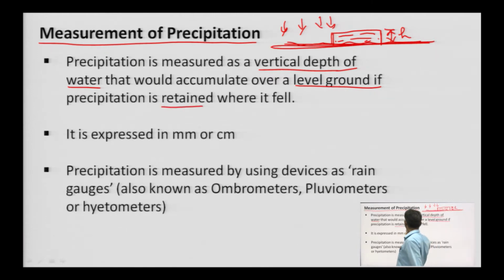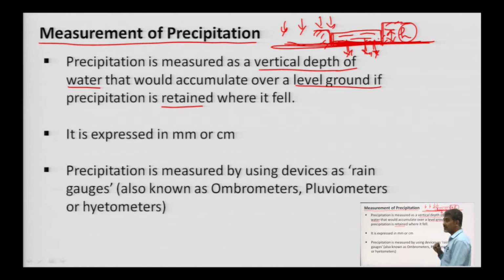If the precipitation is retained, it means there should be a provision of retention. Otherwise what will happen? This precipitation is going to run off, or it is infiltrated, different losses will be there, but the water has to be retained. So, no part of the water is going inside the ground or taking part in any type of runoff, free from any losses. That precipitation we have to measure.